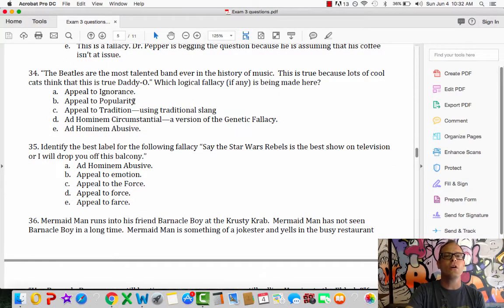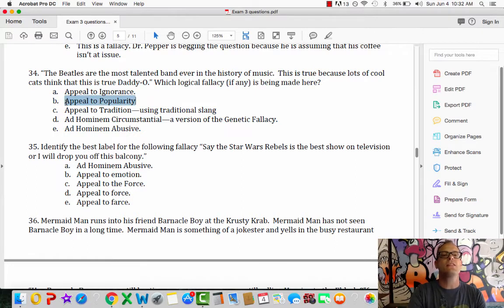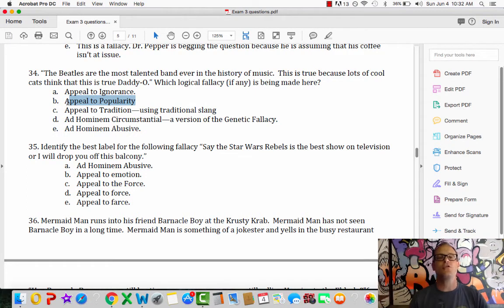All right. Number 34, I'll go ahead and tell you guys about, just because it's not a fallacy that we've covered. The Beatles are the most talented band ever in the history of music. This is true because lots of cool cats think that this is true, Daddy-O. Okay, which logical fallacy, if any, is being made here? The answer here is appeal to popularity. Remember, just because lots of people believe something doesn't make it true. It just means that a lot of people believe it. And that's exactly what's going on here. We know the Beatles aren't the most talented band ever in the history of music.